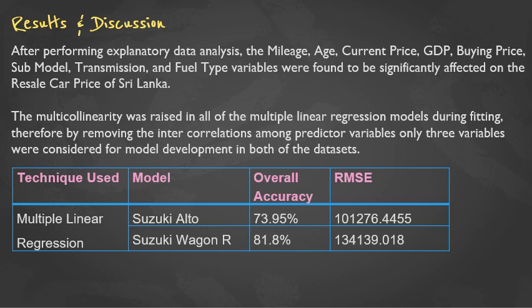The model fitted for Suzuki Alto had 73.95% accuracy, and the Suzuki Wagon-R model had 81.8% accuracy.